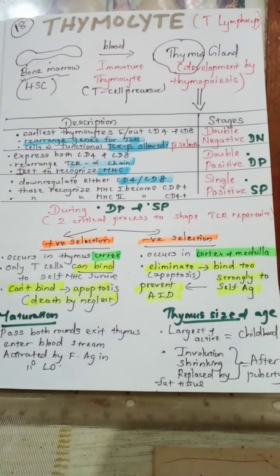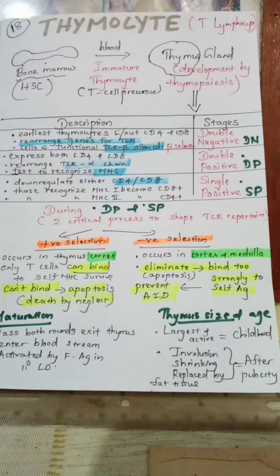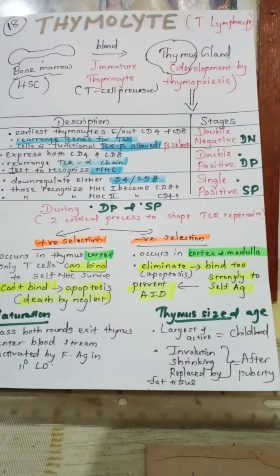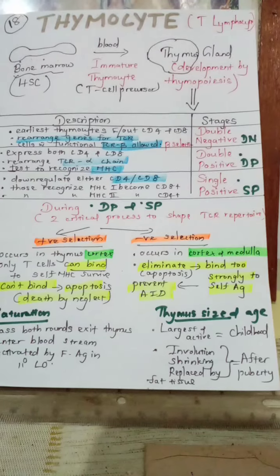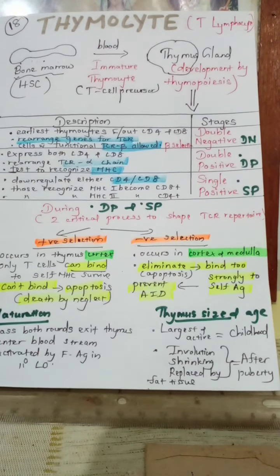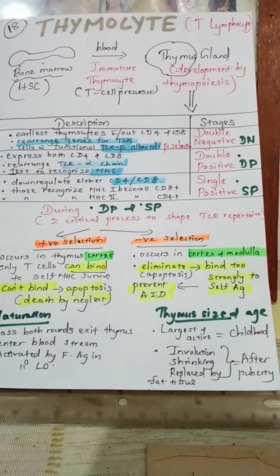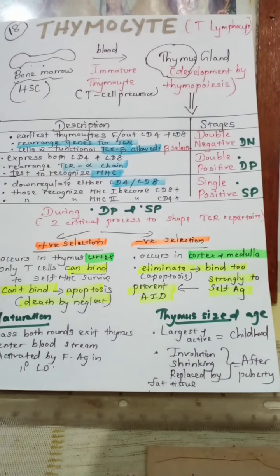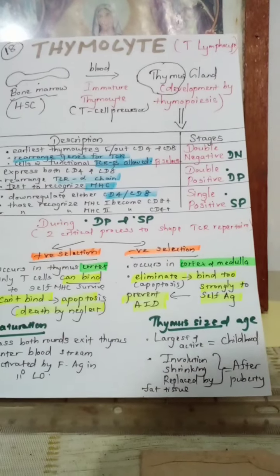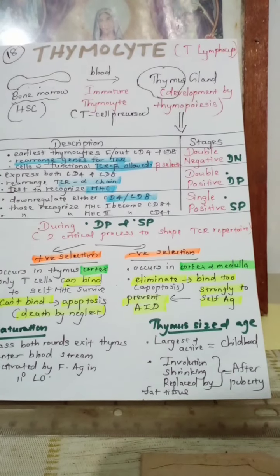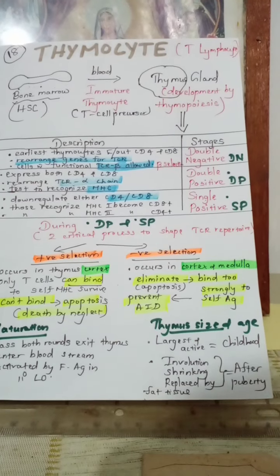Only the T cells which can bind to self MHC will survive, and those which can't undergo apoptosis, known as positive selection. Whereas the ones which bind strongly to self antigens are eliminated, and this is known as negative selection. So, as the maturation occurs, both rounds of T cell selection do take place.